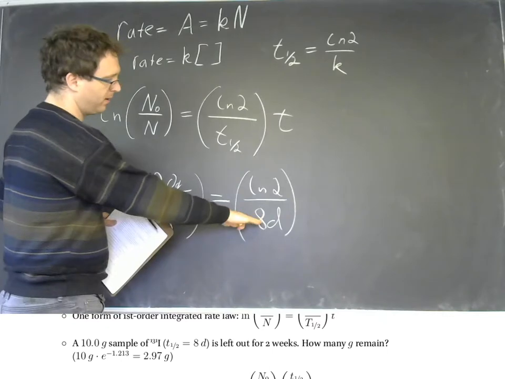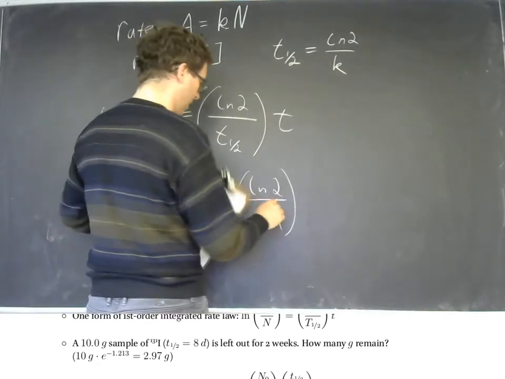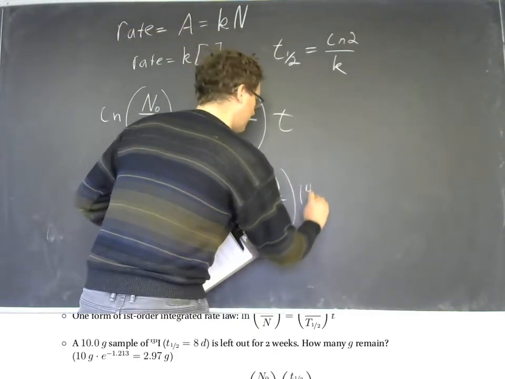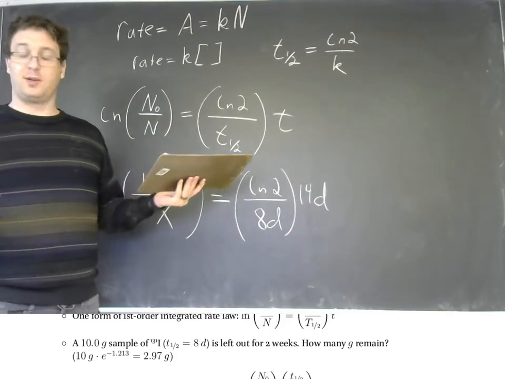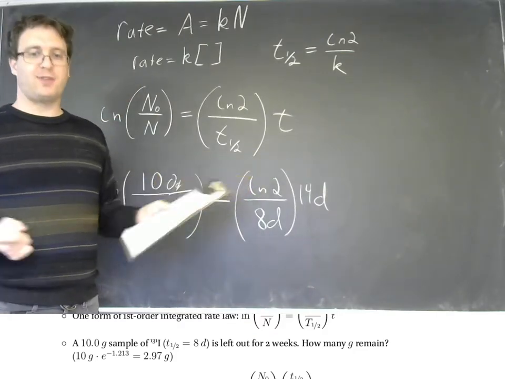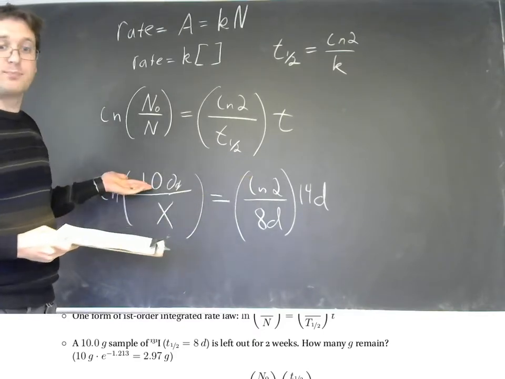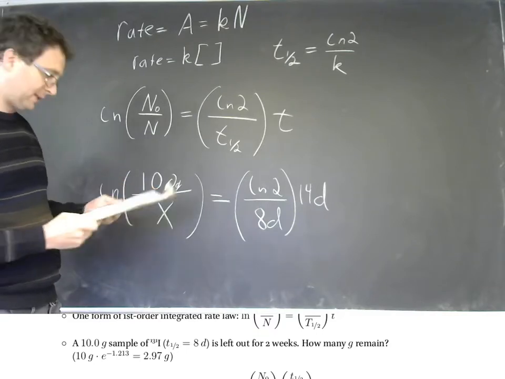We better express it in terms of days so that it will cancel out units here. So that would be 14 days. 14 days is longer than 1 half-life, but a little bit less than 2 half-lives. So you might expect it to be something greater than 0.25 grams, but less than 0.5 grams.